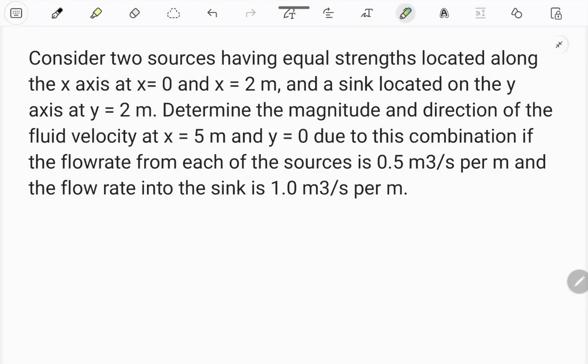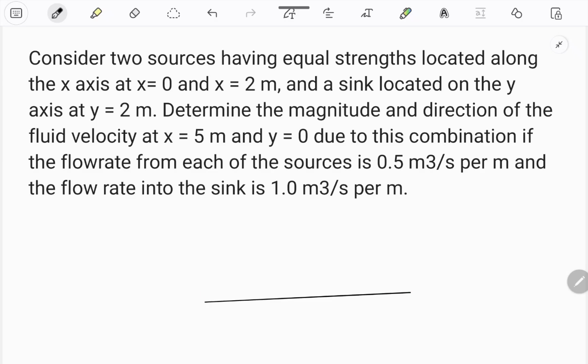So still trying to solve a fluid dynamics problem. The problem here on screen says two sources having equal strength are located along the x-axis, and so on. So let's draw what they are talking about.